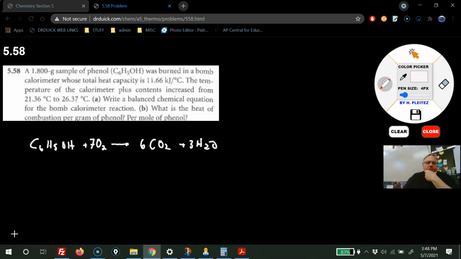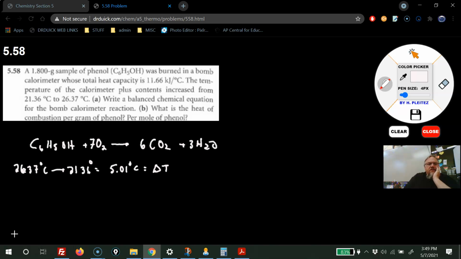Now, let's get our stuff for this. What is the heat of combustion per gram of phenol and per mole of phenol? We're going to do the first one, then the second one. First, we'll note the temperature change. We go from 26.37 degrees Celsius to 21.36 degrees Celsius. This ends up being 5.01 degrees Celsius, my temperature change. Nice, that's good for us.